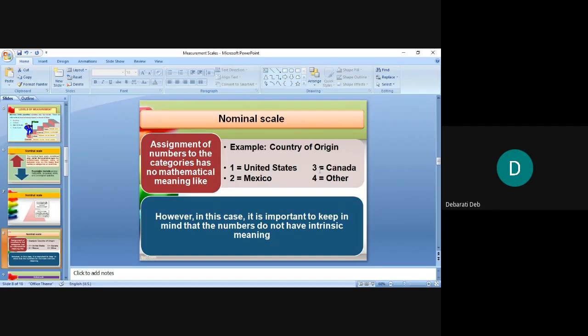This is the assignment of numbers to the categories and has no mathematical meaning. Understood? So when you are saying 1, 2, 3 and 4, it doesn't have any mathematical meaning. You're just naming the attributes. You're just naming the categories. You're naming United States as 1, Mexico as 2, Canada as 3, and other countries as 4. However, in this case, it is important to keep in mind that the numbers do not have intrinsic meaning. You should be careful that this number doesn't imply any meaning. They should be meaningless. Only numbers 1, 2, 3, 4, or A, B, C, D, like that. Only numbers. Do you understand?